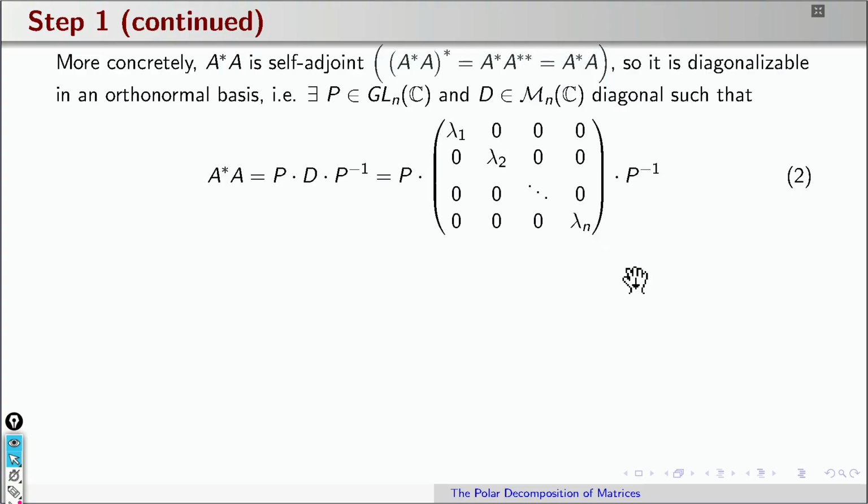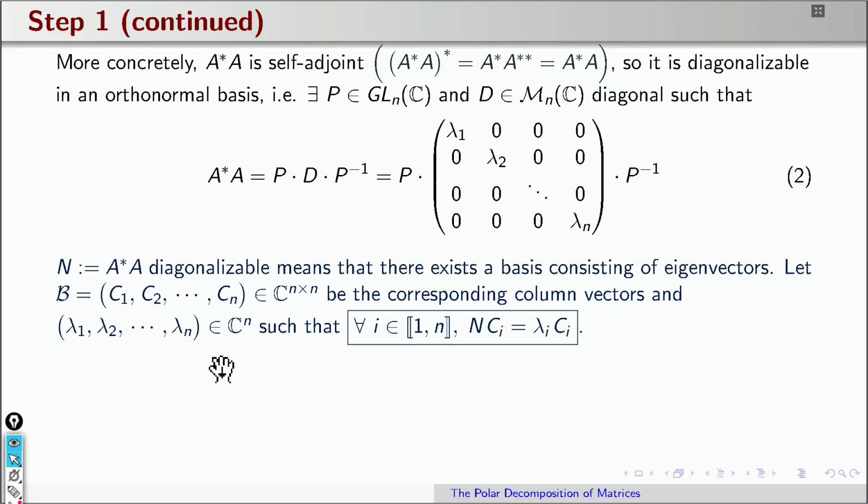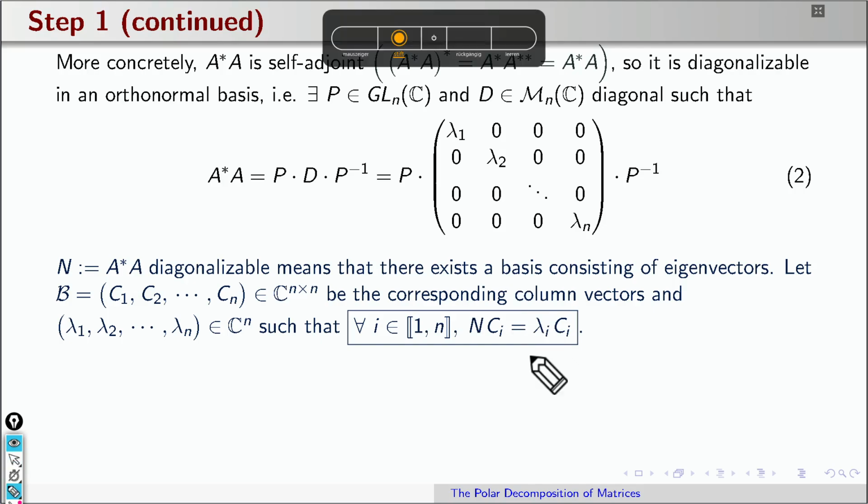So again, let me give some details that you can skip. It's not a complete proof, but it gives some idea, some relation. So a matrix is diagonalizable. It means that it has a basis of eigenvectors. I will call them C1 to Cn, column vectors. To be an eigenvector, it means that when you apply N, it is just multiplying by some complex number. Here it's self-adjoint, so this number will be real.